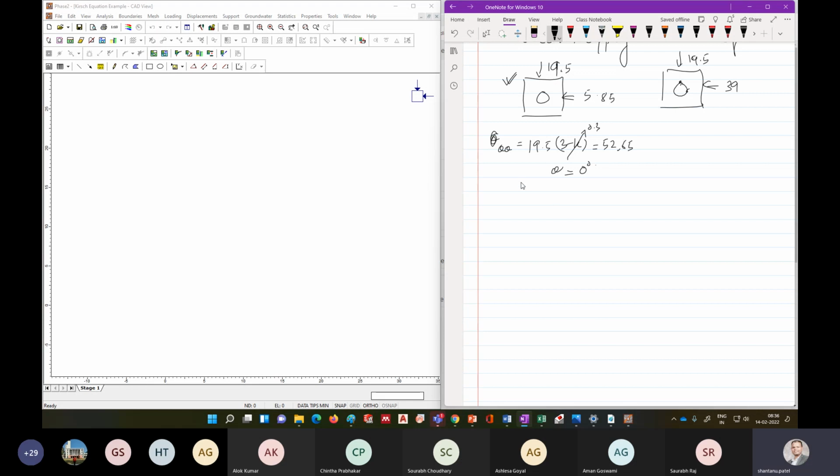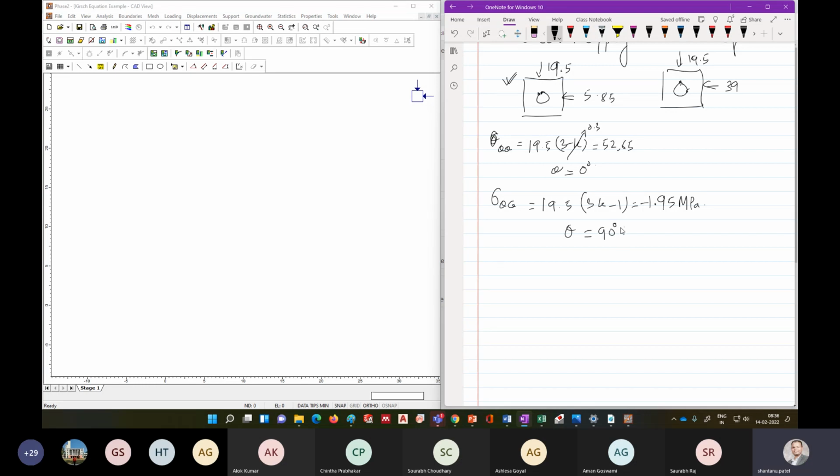And if you put the value of sigma theta theta at this point, 90 degree, so sigma theta theta equal to 19.5 into 3k minus 1, that becomes minus 1.95 MPa. Okay, so that is at theta equal to 90 degrees.